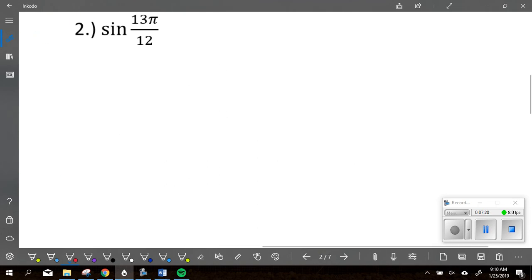Sine of 13 pi over 12. Same concept. We're going to build that angle. You got to build 13 pi over 12, which is not the most fun. Thoughts on what we could do to find that?